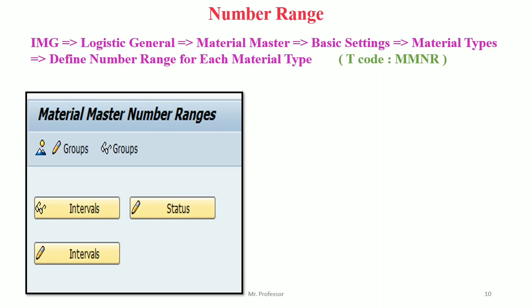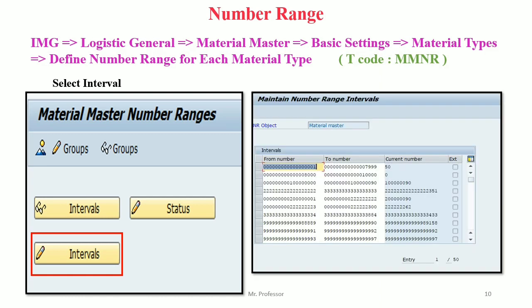Here we are going to see about number range. When we create a material master record, every material is recognized by a unique number that is known as the material number. Follow the steps given below to create a number range.